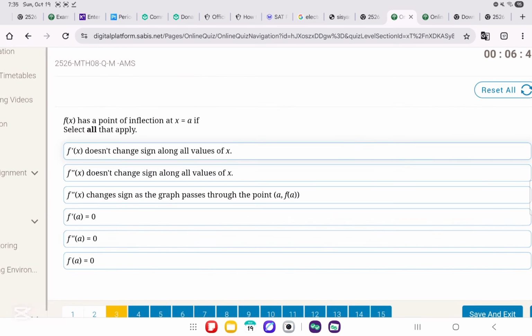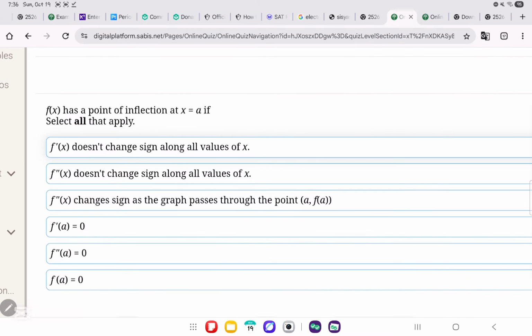What does it say? In question number 3, it says, f(x) has a point of inflection at x equal to a. What did we say about inflection point? It means that this is the point where there are changes in the sign. So changes in sign. And we also know in the inflection point that the double derivative, that means f double prime of a, is equal to what? It is equal to 0.